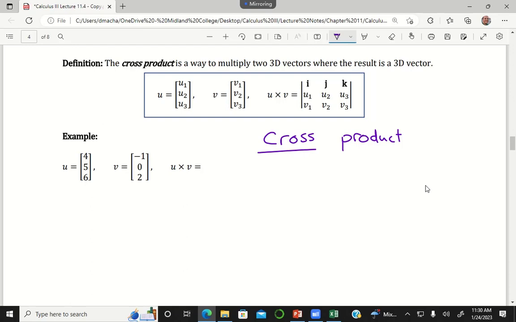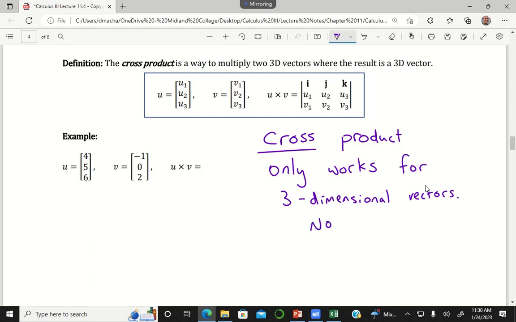But the cross product only works for three-dimensional vectors. So if you're ever asked to take the cross product of two-dimensional vectors, say, no, sorry, cross product only works in 3 dimensions.